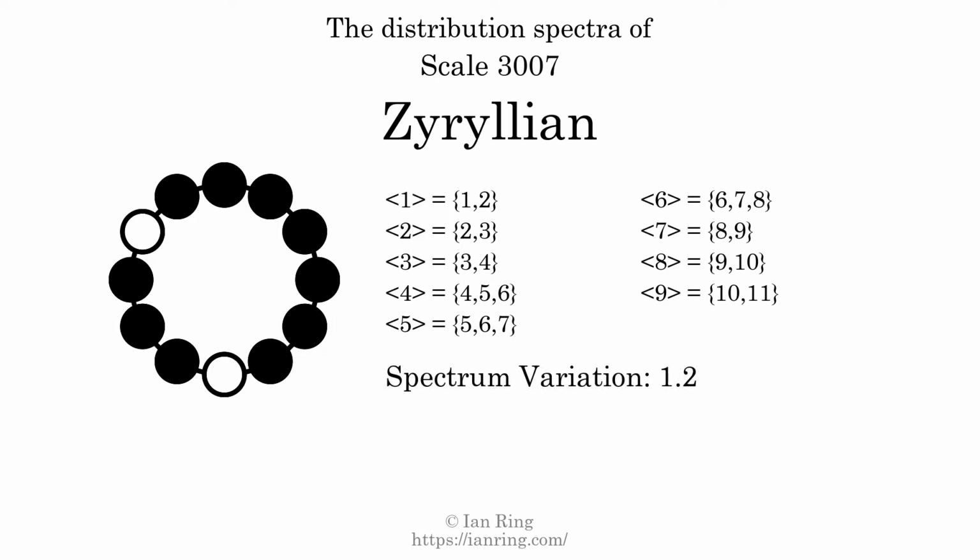The spectrum variation is the sum of all the widths, divided by the number of tones. The spectrum variation of this scale is 1.2. Since the variation is greater than 0, this indicates that the scale is not perfectly even. The highest spectrum width is 2. Since this is greater than 1, we know that this scale is not maximally even.